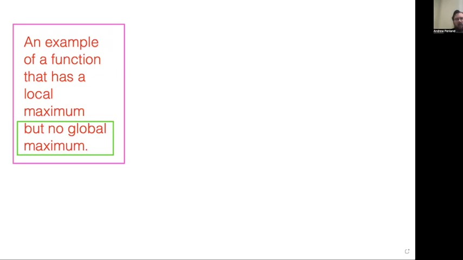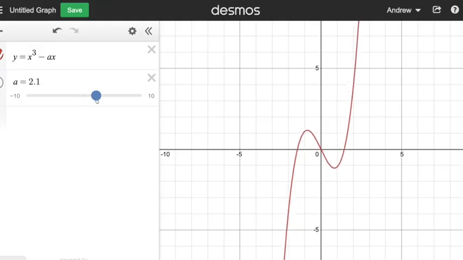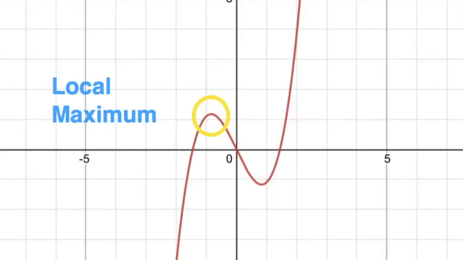So that's a good suggestion. Let's look at right here. We have a local maximum. This is a local maximum, but it's not a global maximum because the curve exceeds that value.